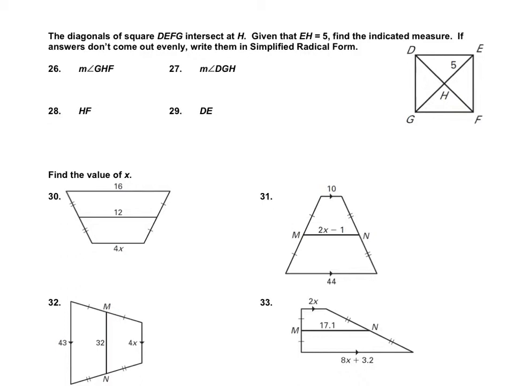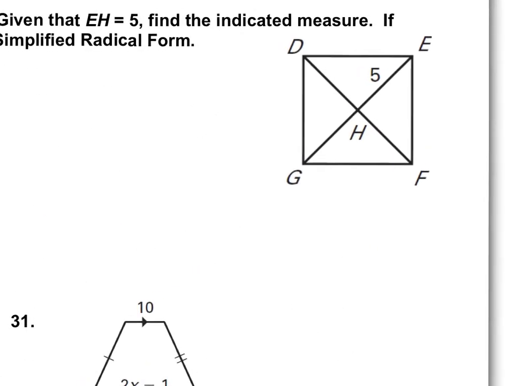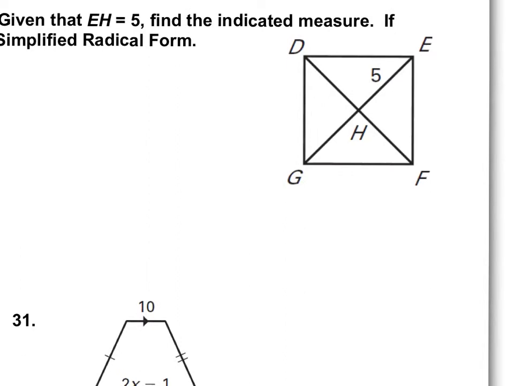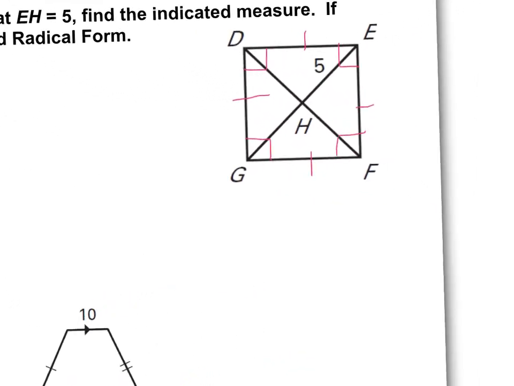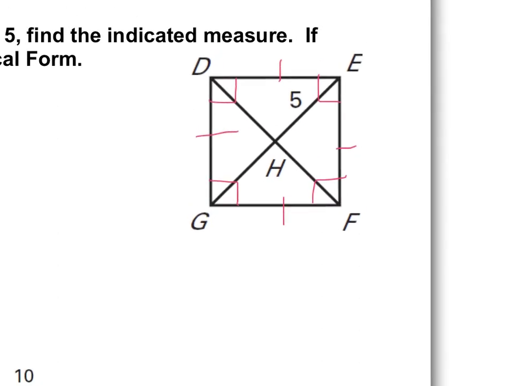Okay, on to the third page. Here we have another diagram set up, and this one is all about a square. A square is both a rectangle and a rhombus, so it will have 4 right angles, and all 4 of its sides will be the same. In this case, we don't know what the side lengths are. All we know is that this one part of the diagonal is 5. And since this is a rectangle like the last one, this will also be 5, this will also be 5, this will also be 5.